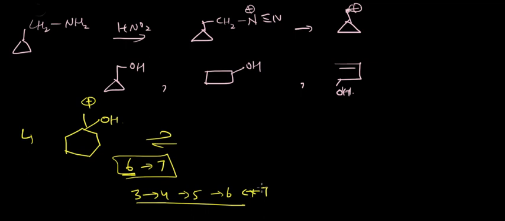Sorry, 6 to 7 will not normally take place, because 6 is the most stable as far as the ring strain in all the carbon rings is concerned. But in this case 6 to 7 will take place.